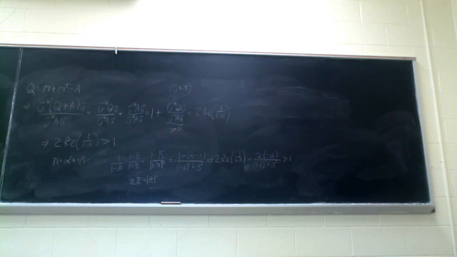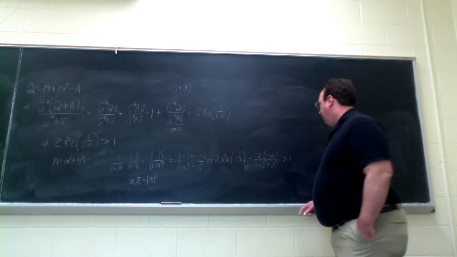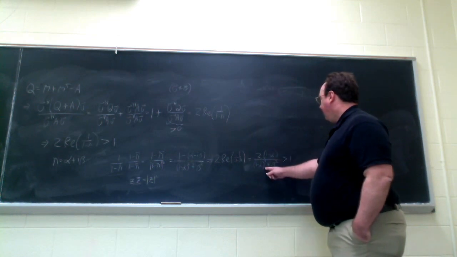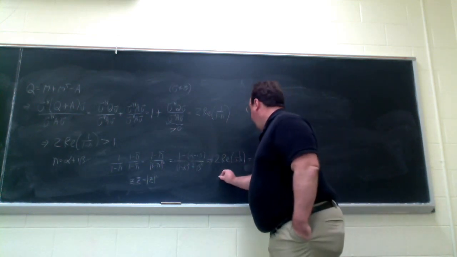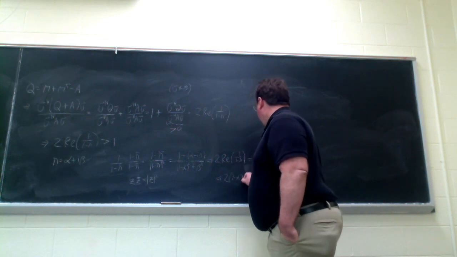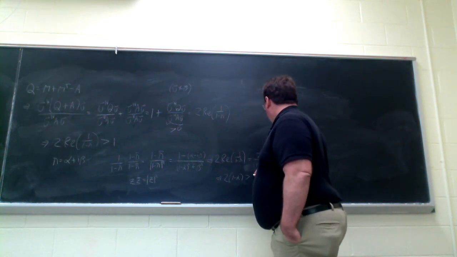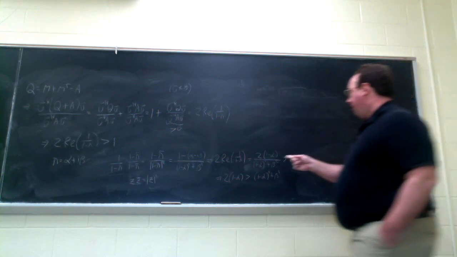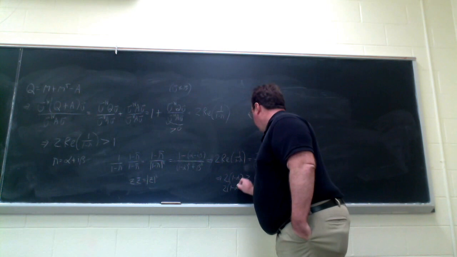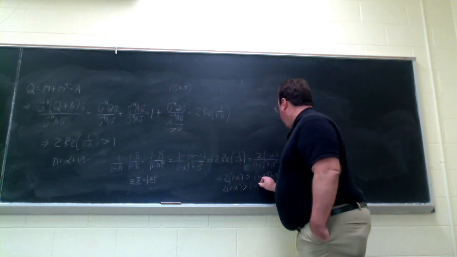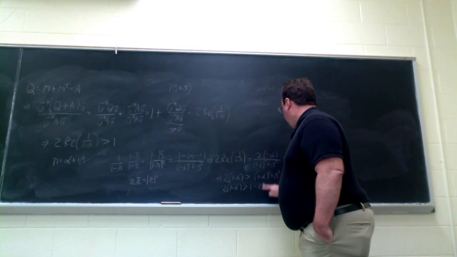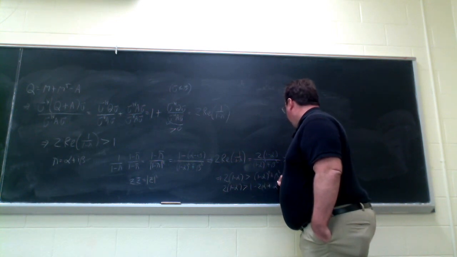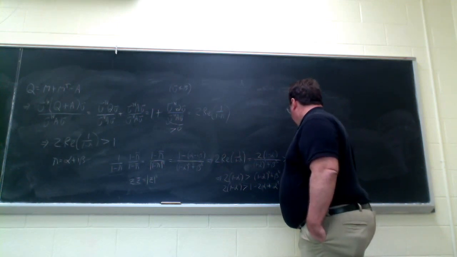Okay. So let's see what I can do with this. If I rearrange this, I have 2 times 1 minus alpha is greater than 1 minus alpha squared plus beta squared. So now I'll expand the right side, and I get 1 minus 2 alpha plus alpha squared plus beta squared.